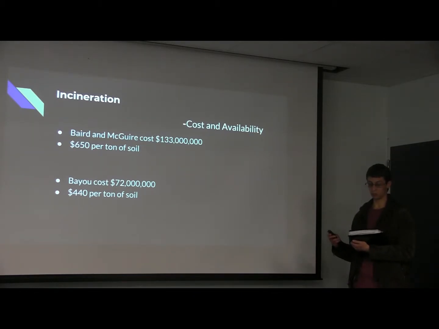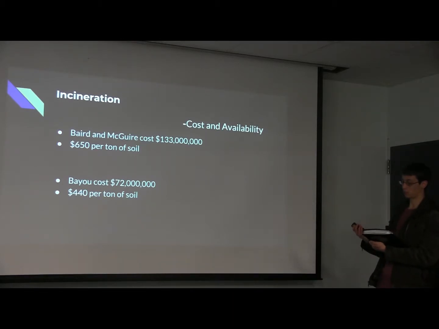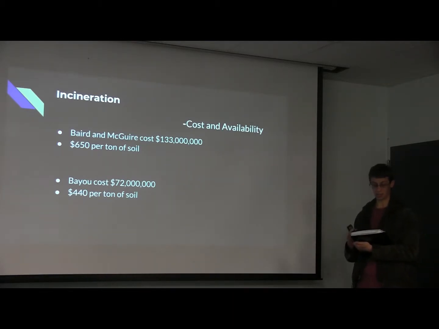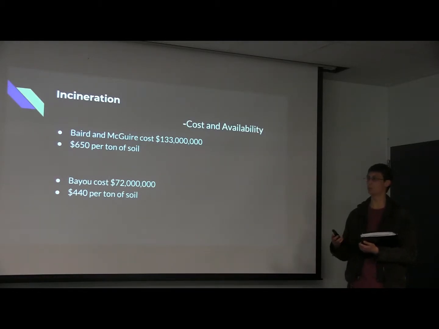Going back to the two previously mentioned sites, the Bard and McGuire site cost approximately $133 million and came out to be about $650 per ton of soil. And finally, the Baru site cost approximately $72 million to remediate and came out to an approximate price of $440 per ton of soil.